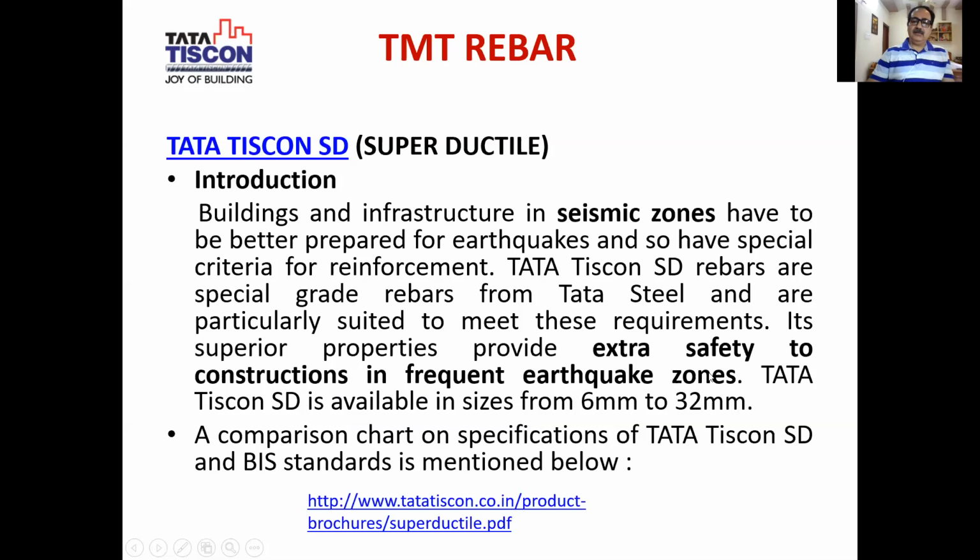As we all know, India has been divided into 4 earthquake zones. Punjab is in zone number 4 as per the latest guidelines. So we have to take extra care while deciding the reinforcement to be provided in an RCC structure. This Tiscon SD is available in sizes 6 to 32. A comparison chart of the specification of Tata SD has been mentioned here. This is the source from where this slide has been taken. You all can go through this website link to get more information.